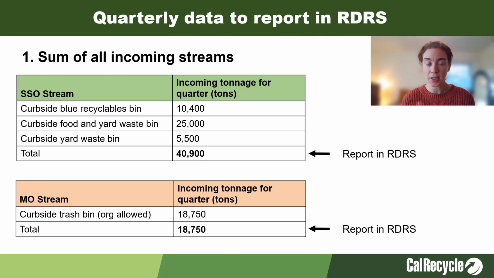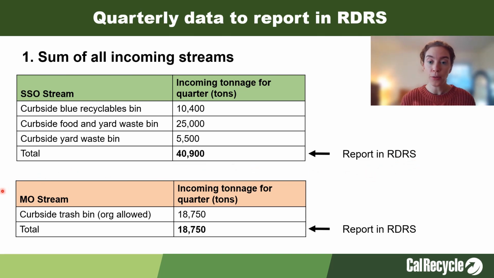So again, Trash City handles both SSO and MO, so we're going to be required to report on both of those streams. The first thing we need to figure out is the sum of all incoming SSO and MO. For SSO, you can see on this table, it's the total tons of the blue recyclables bin, the curbside food and yard waste bin, and the curbside yard waste bin. Altogether, we know that Trash City receives 40,900 tons of incoming SSO in this quarter. This number is what's going to be reported in RDRS.